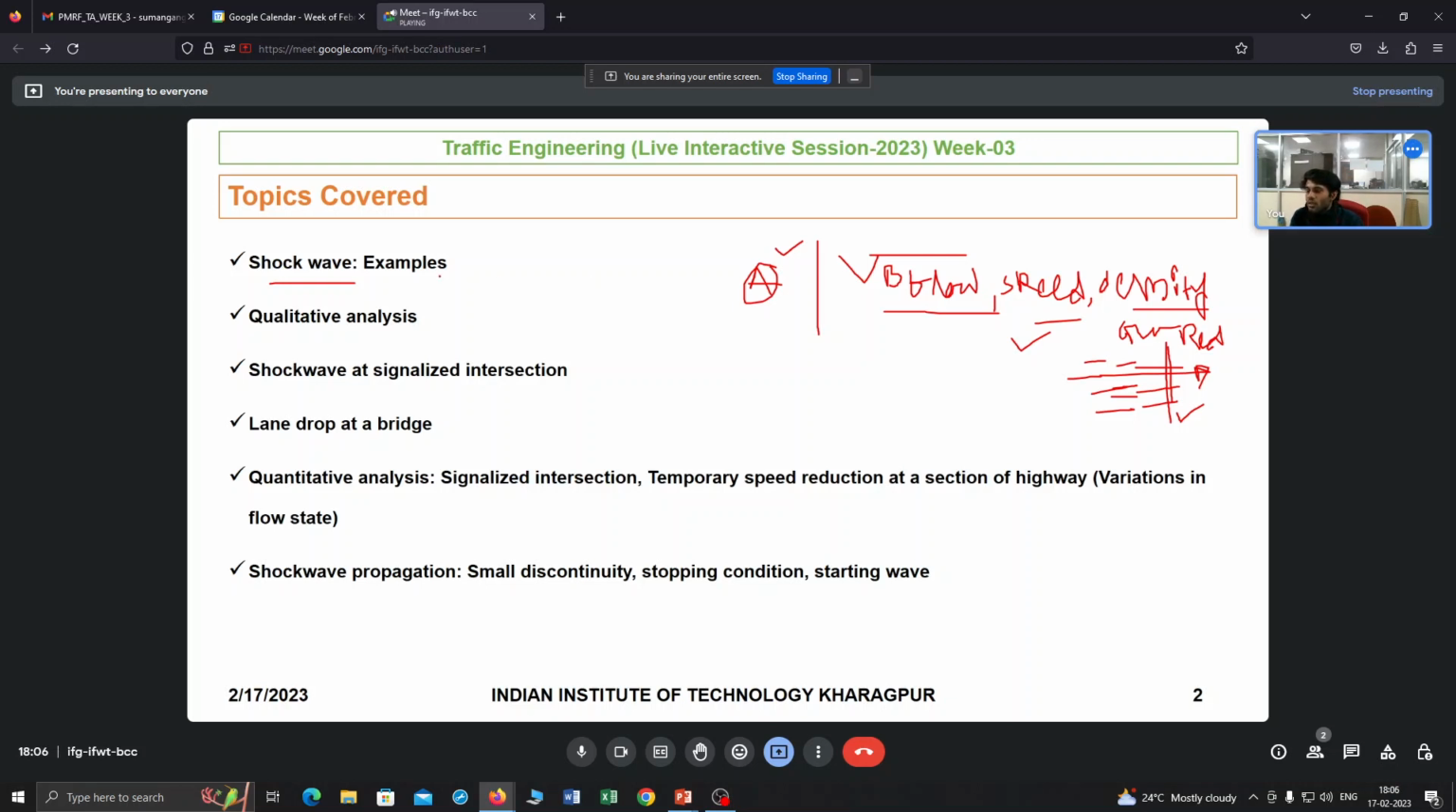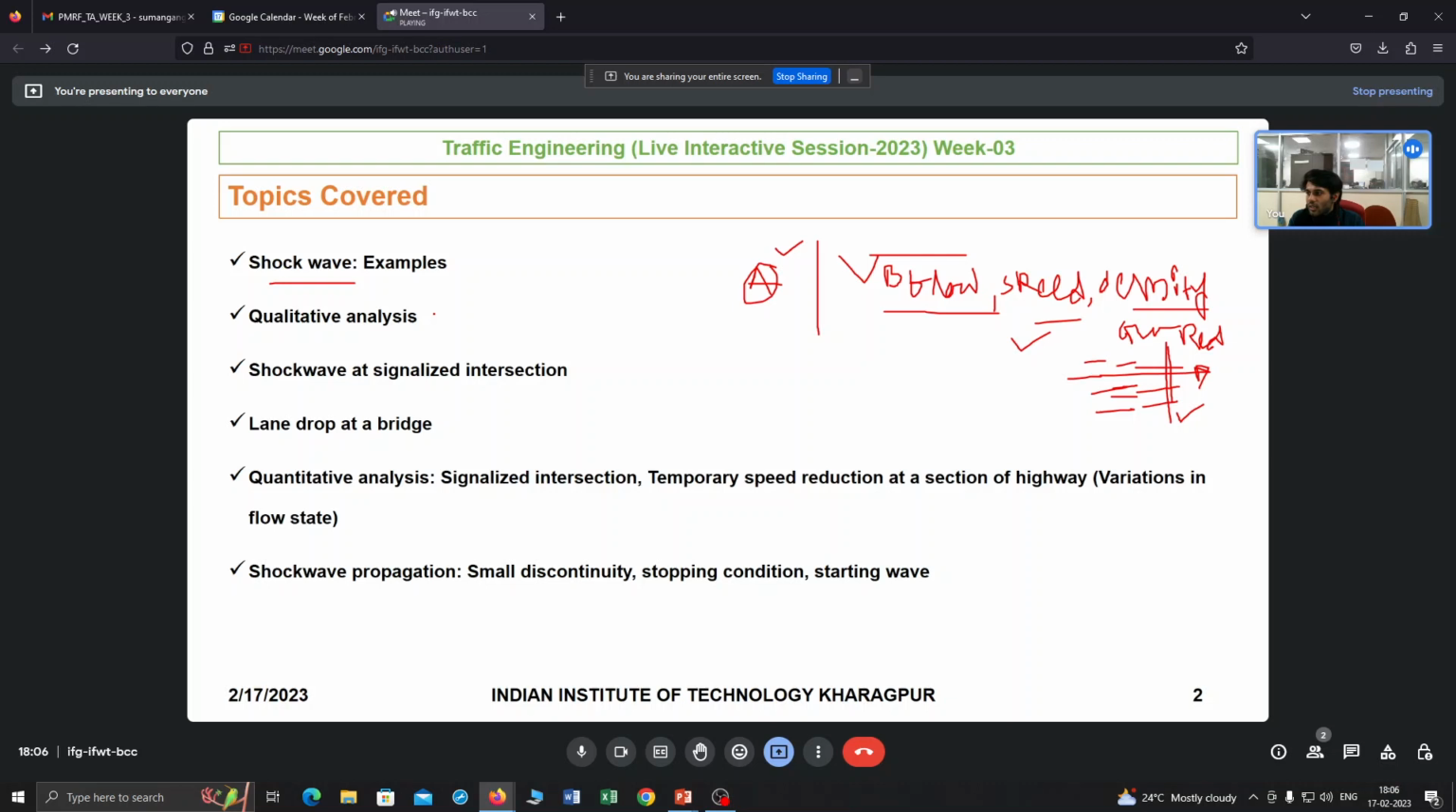There are mainly 2 ways that we can analyze shock waves. One is the qualitative analysis, and the second one is the quantitative analysis. Quantitative analysis we will come to later. First let's look at the qualitative analysis. In qualitative analysis, basically it tries to tell you what kinds of shock waves are created in different scenarios.